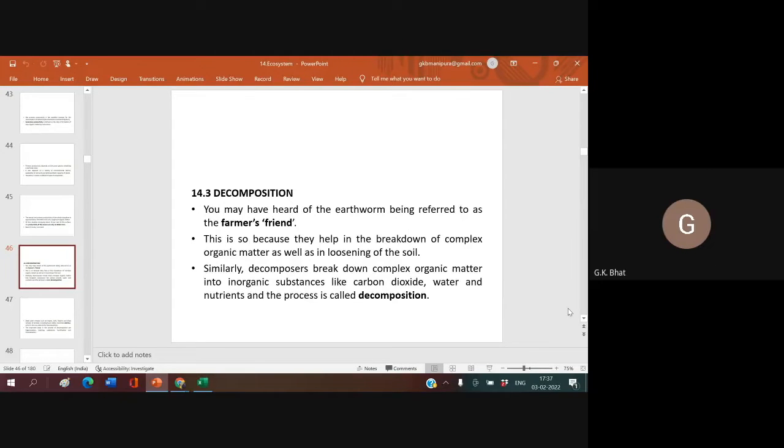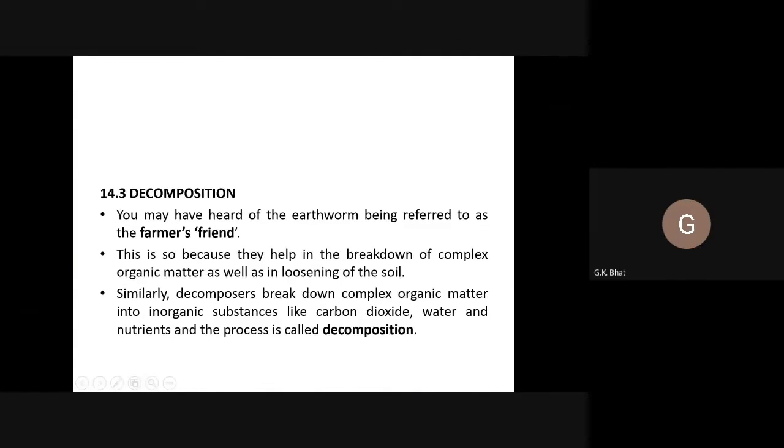Which is another animal playing a very important role in decomposition? Your friend, my friend, farmer's friend, that is the earthworm. Whenever we speak about decomposition, the immediate animal that comes to mind, comparatively of a bigger size, is the earthworm. Earthworm is always referred to as farmer's friend. Earthworm mainly decomposes the litter, decaying plant materials.